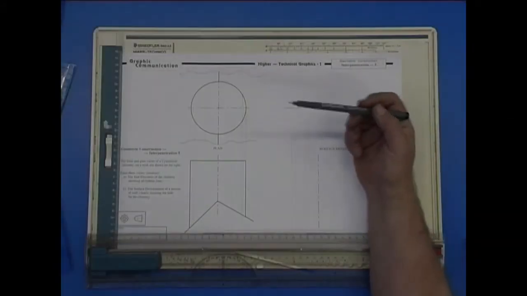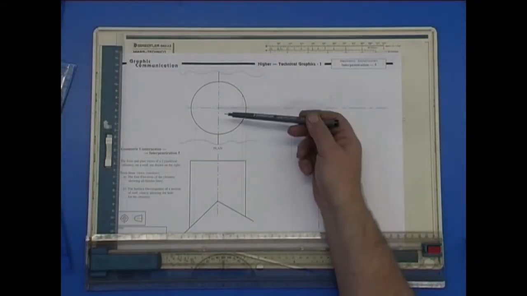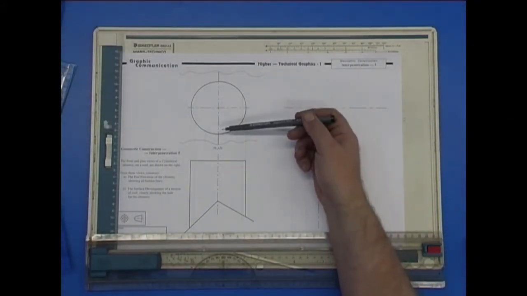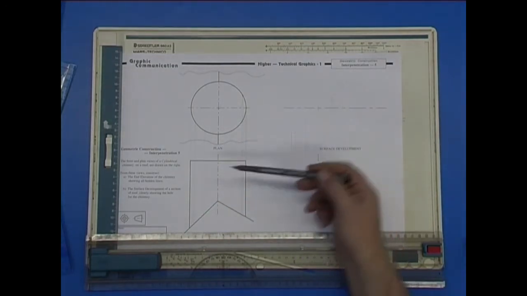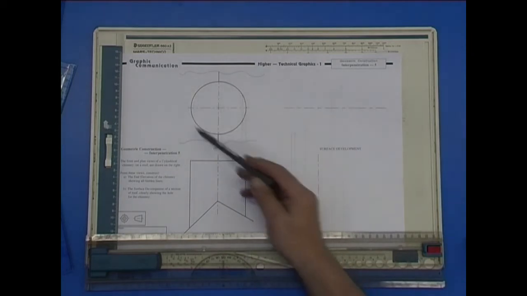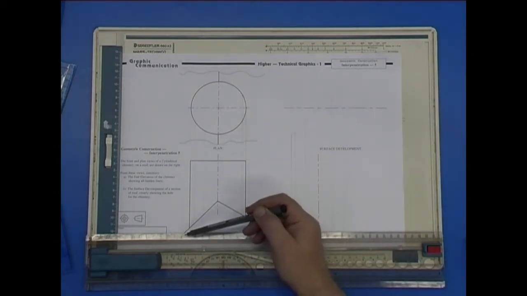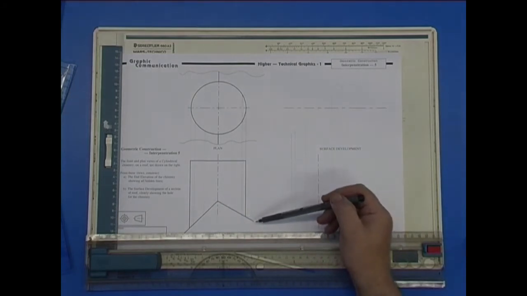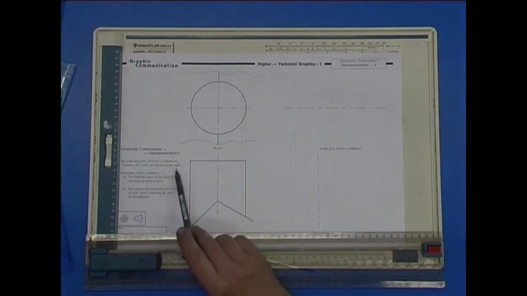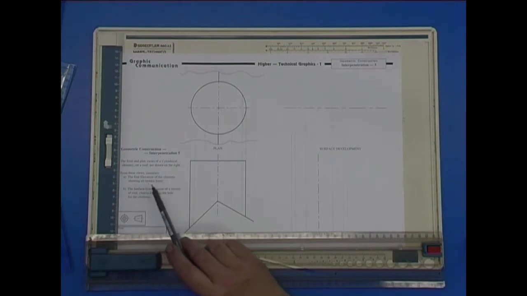The front and plan views of a cylindrical chimney on a roof are drawn. So that's a round chimney on a sloping roof, and one looks at 45, one looks at 30. From the views, construct the end elevation of the chimney showing all hidden detail lines.